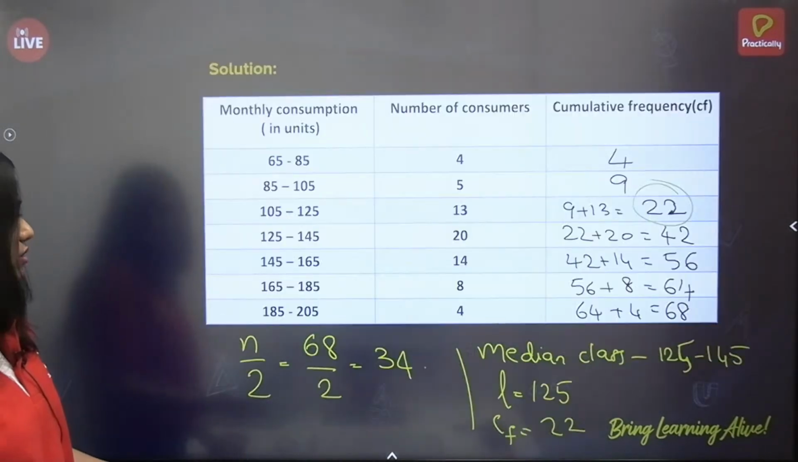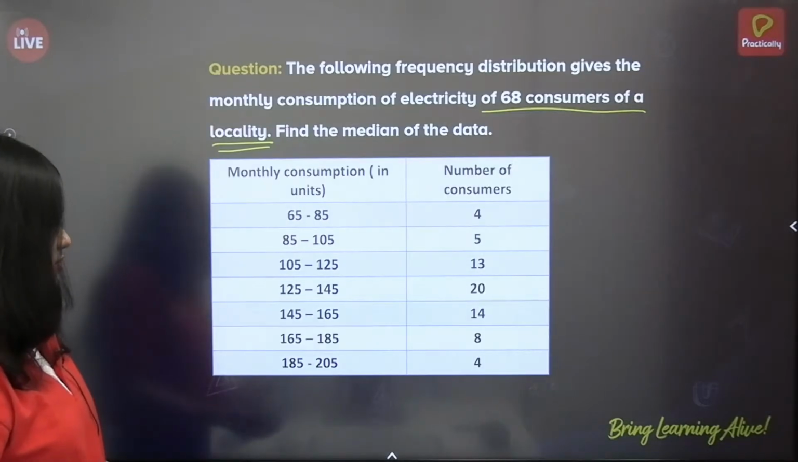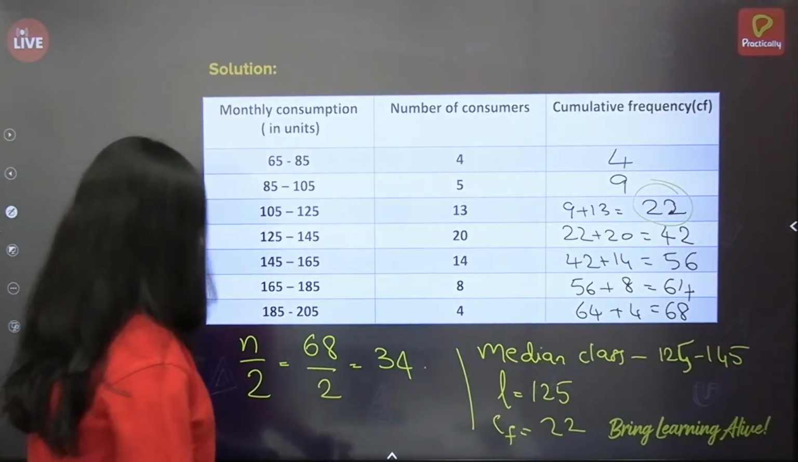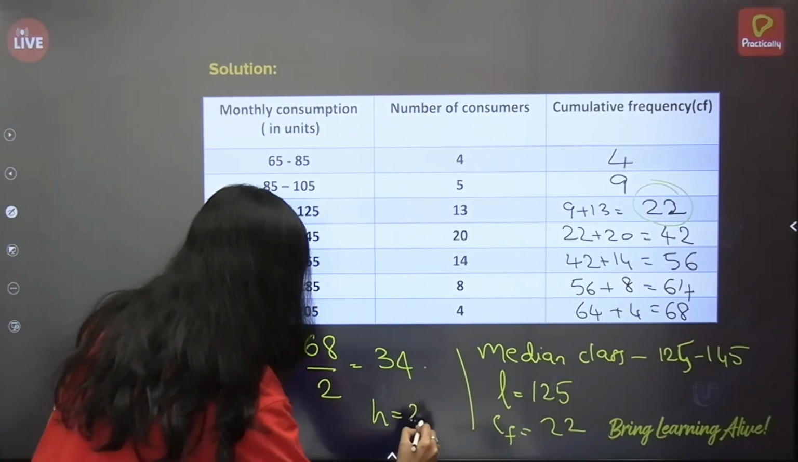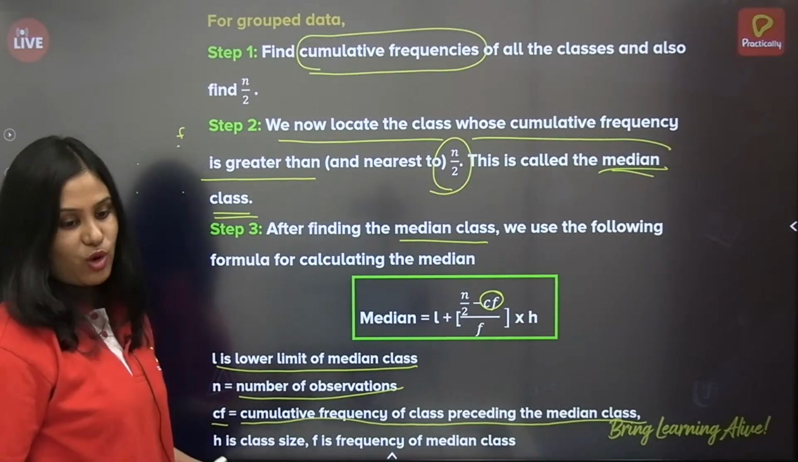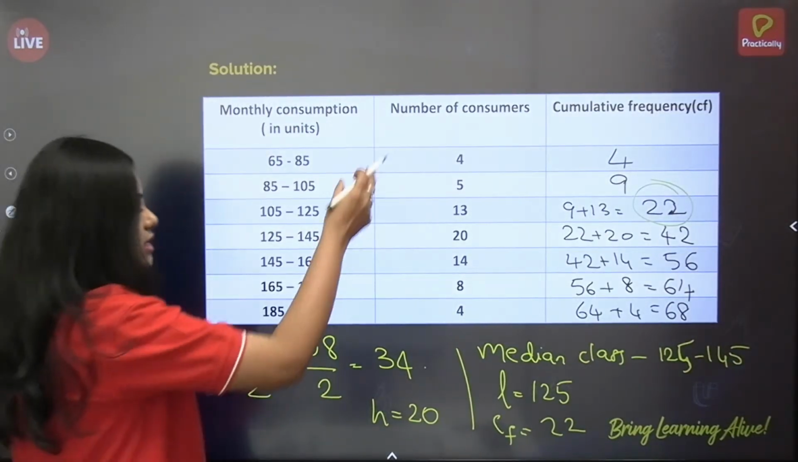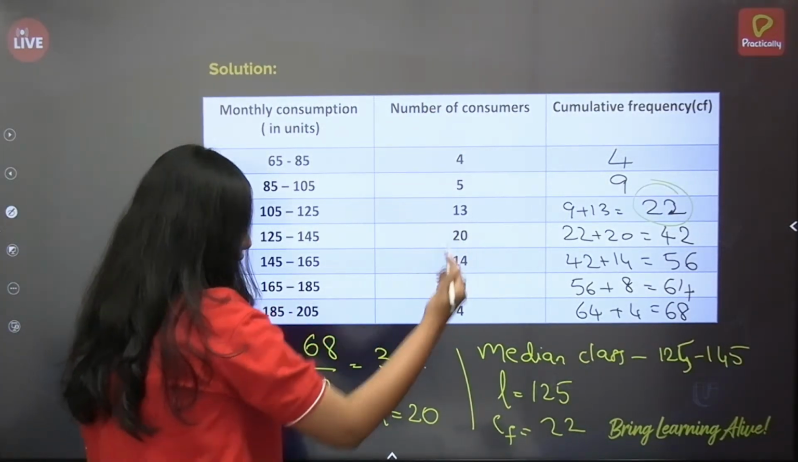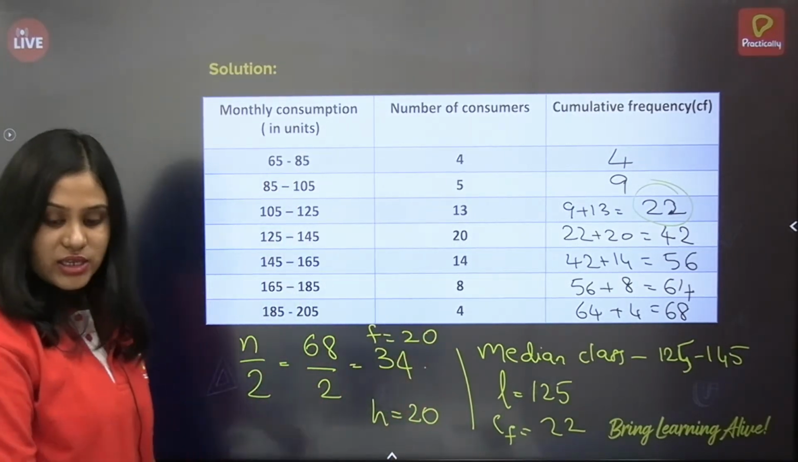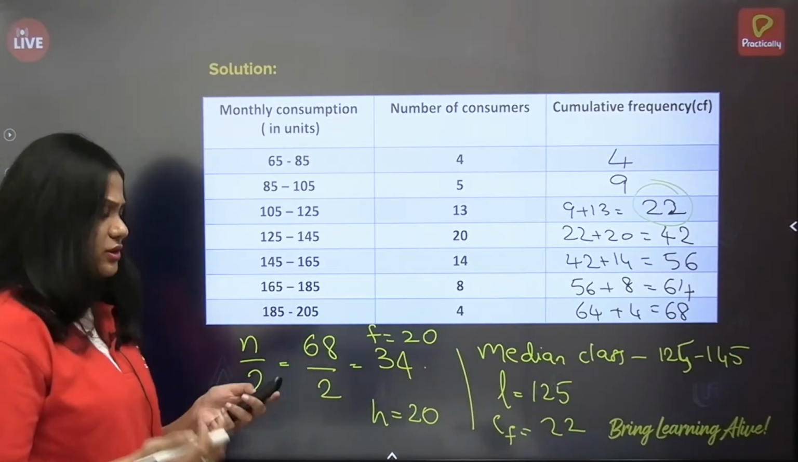What is H? H is the class size. So, here it is 20. So H is 20. Now do we have everything? F we want. What is F here? F is nothing but the frequency of the median class. So F is also 20. Very good. Now we got everything. What do we have to do? Substitute in the formula.